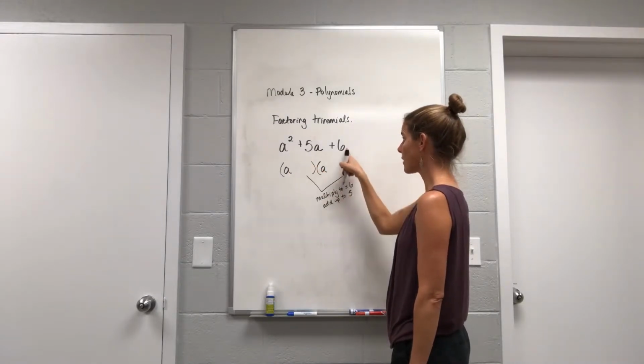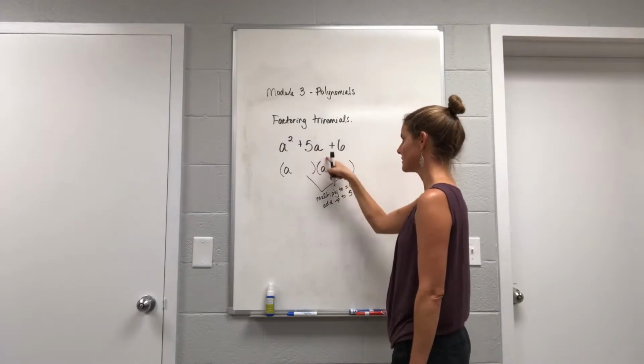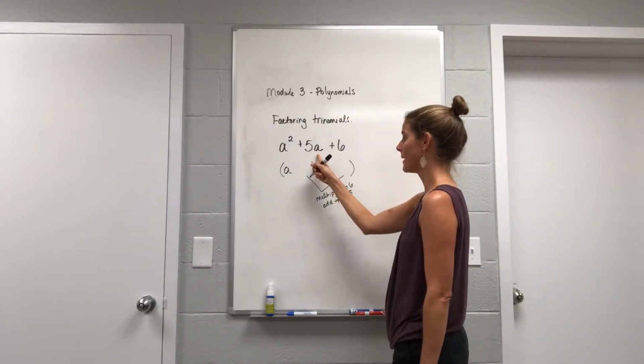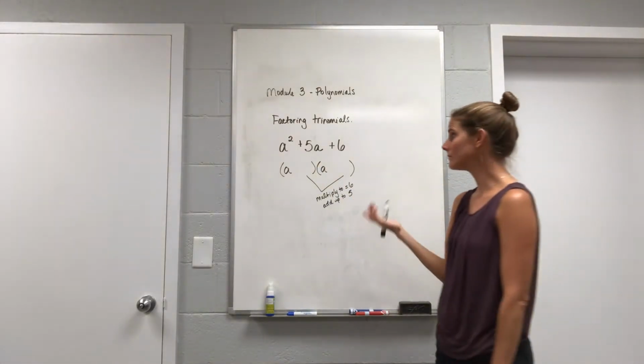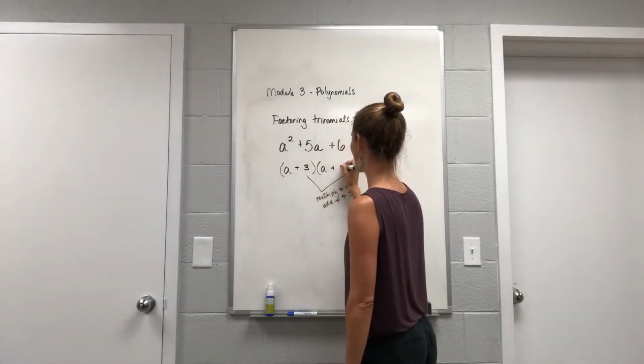These last two are going to multiply to be 6, but also you're going to have that a times this and this times this. That inner and outer are going to add up to be that a term. So what multiplies to be 6 and adds up to be 5? It would be 3 and 2. So a plus 3, a plus 2.